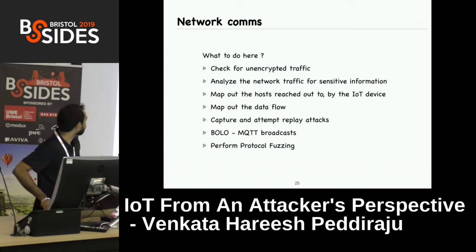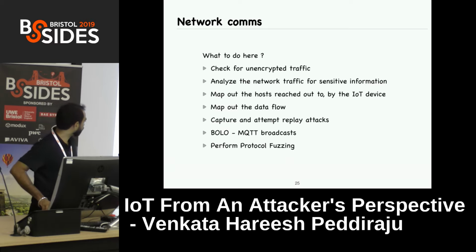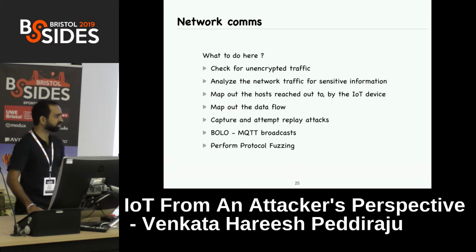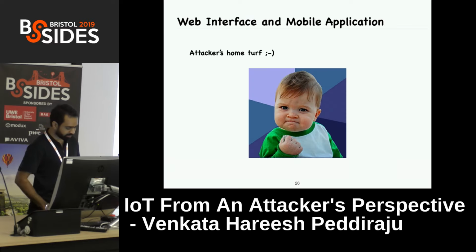And map out the data flow, basically just to understand what kind of data is being sent back and forth from the device. And protocol fuzzing is really important. So if you're using a custom protocol, then you should definitely go ahead and perform protocol fuzzing to identify any vulnerabilities within that. So moving on to web and mobile applications, so it is our home turf, right?